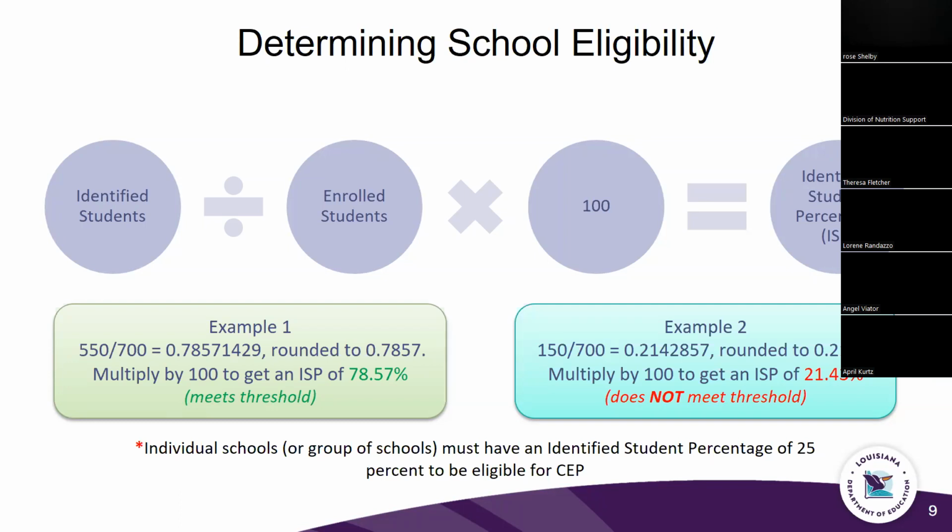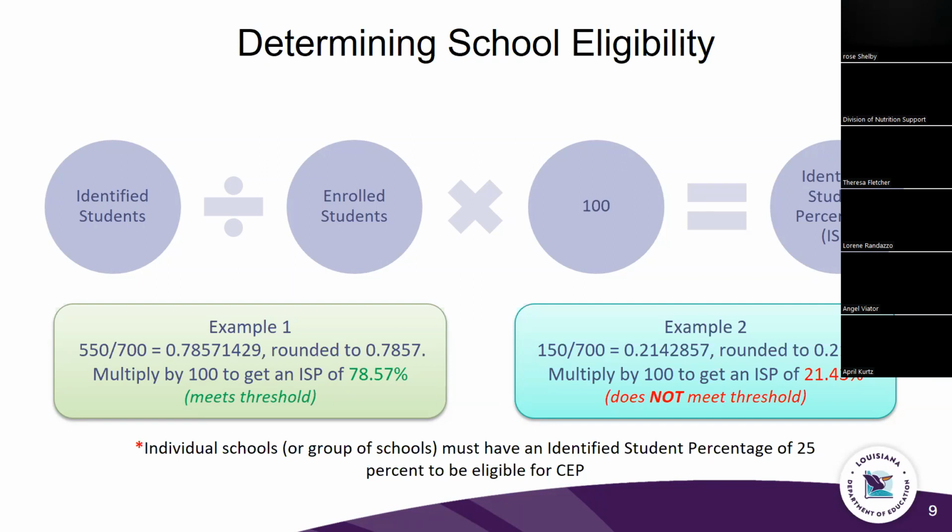So 550 divided by 700 is 0.757149, which rounds up to 0.7587. You multiply that by 100 and calculate the ISP of 78.57%, which meets the threshold.